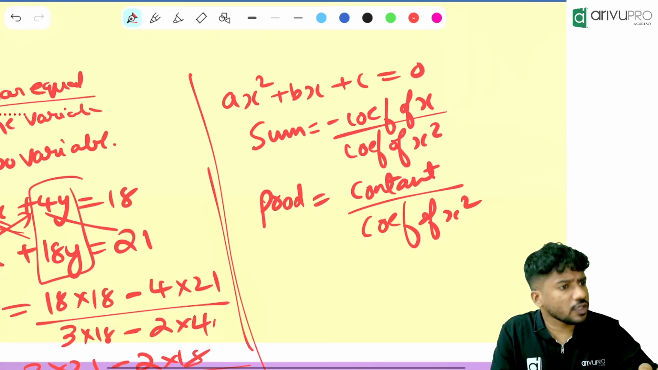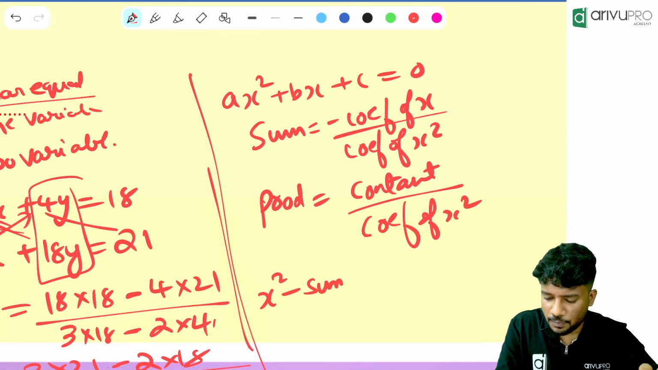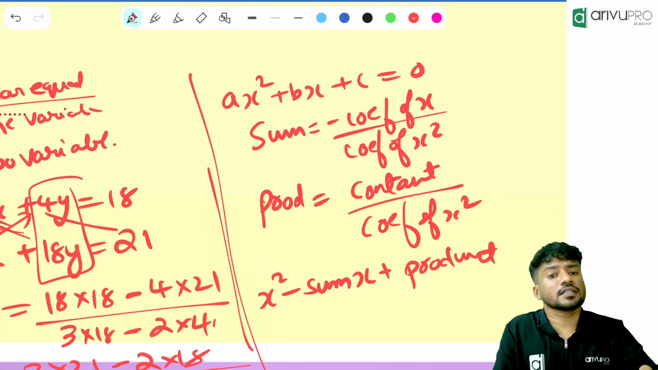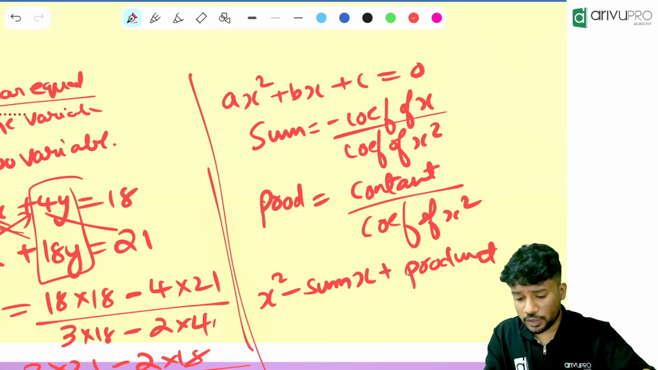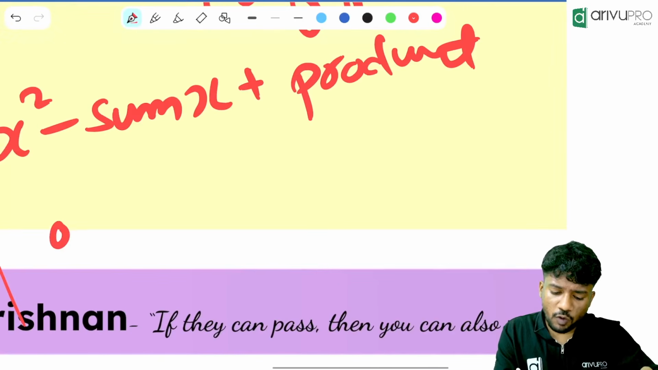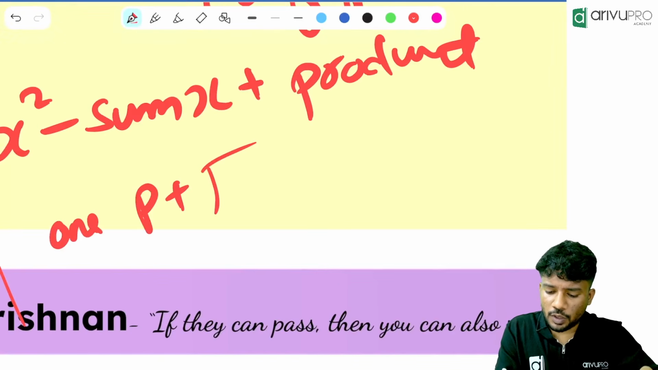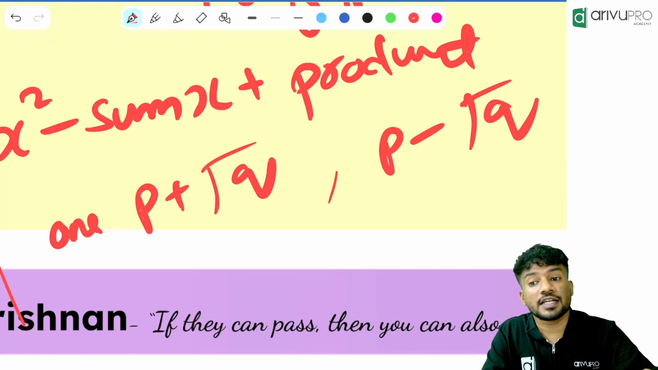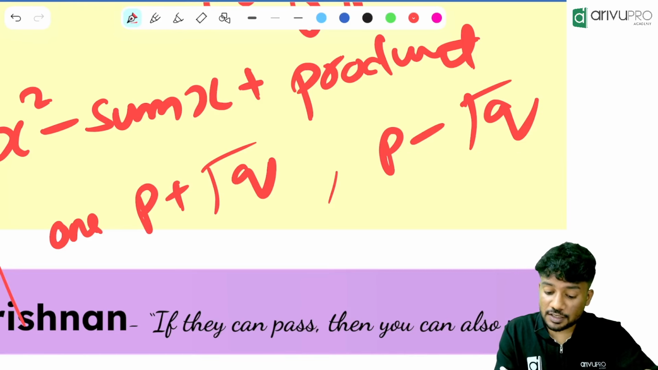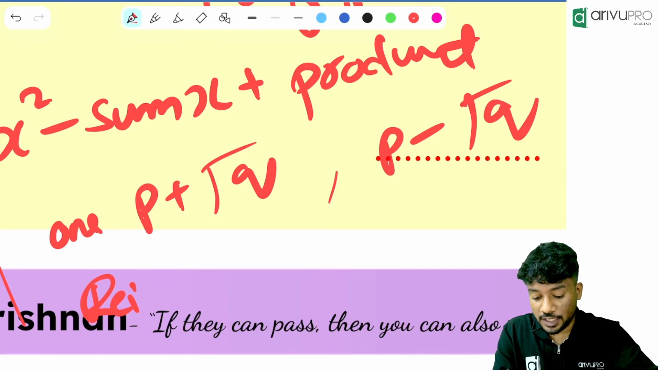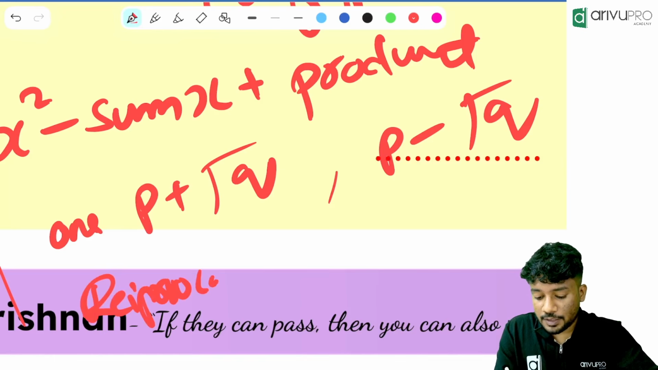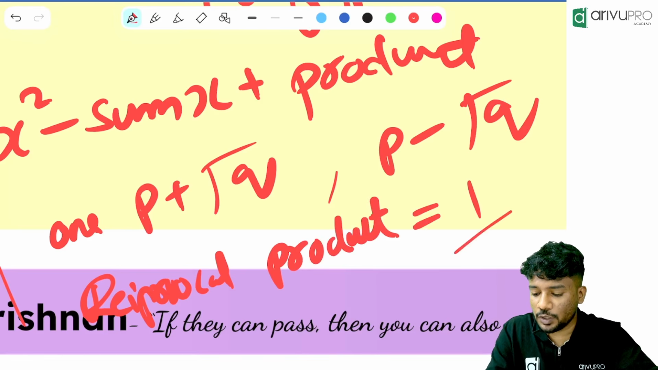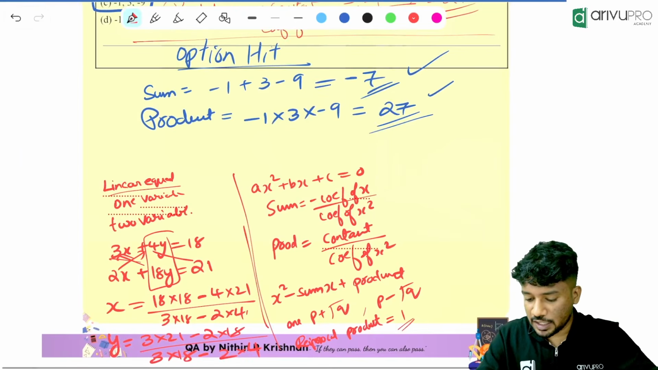How to construct a quadratic equation? X square minus sum into x plus product of the roots. That is another thing we studied with respect to quadratic equation. Then if one root is p plus root q, the other root will be p minus root q. That also we studied yesterday. Then if roots are reciprocal to each other, that means the product of the roots is equal to 1. That also we studied yesterday.